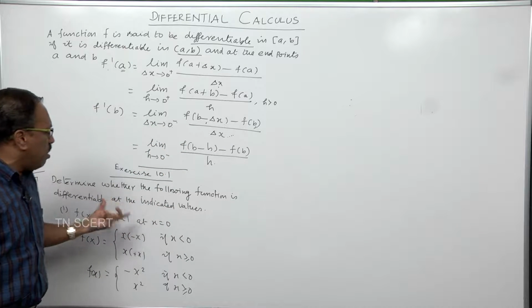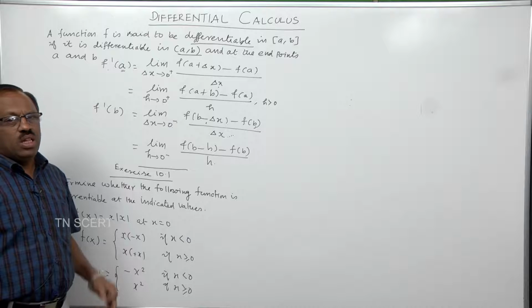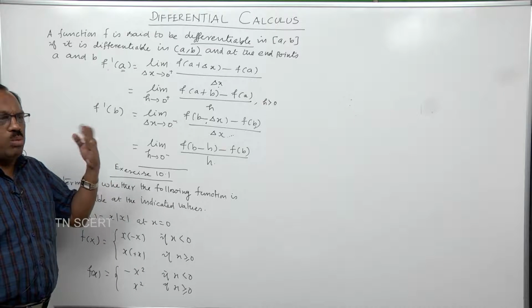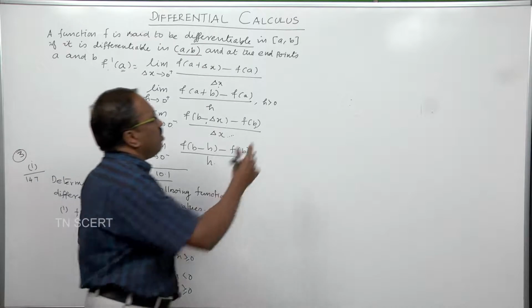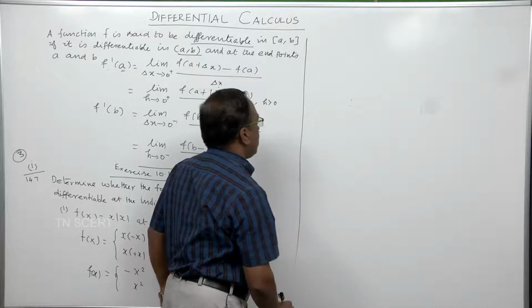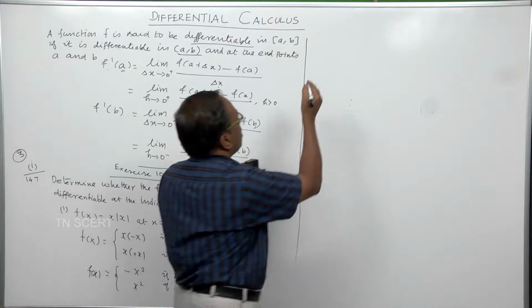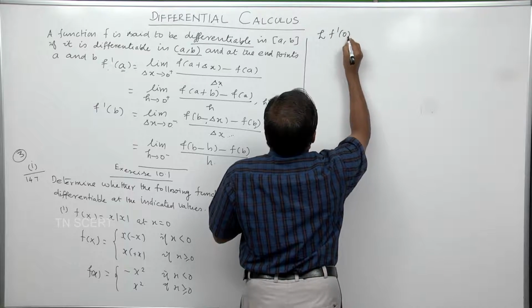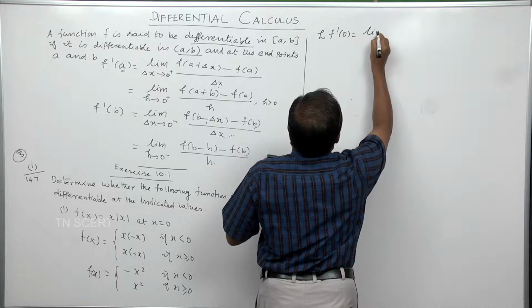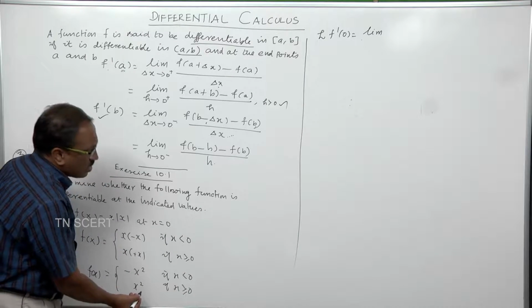So, what are the limiting points that we have to think of? Here 0 is the point. That means 0 plus and 0 minus, that is what I am going to think of here, that is, the left limit as well as the right limit. Let me take the part of the left limit, L of f dash of 0.